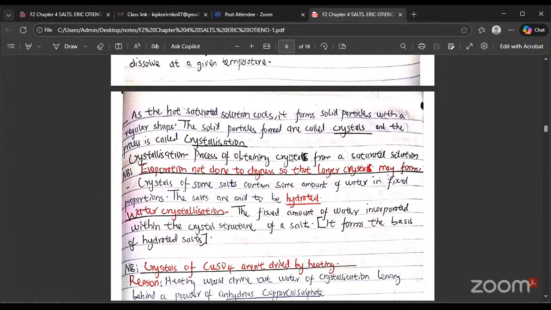Now, students normally confuse fractional and crystallization. The crystallization process and the fractional one is slightly different. I don't know why they confuse. They are normally different. I'm only quoting what my students normally have as a problem. So when the crystals are formed, that process is called crystallization. So it is a process of obtaining crystals from a saturated solution.